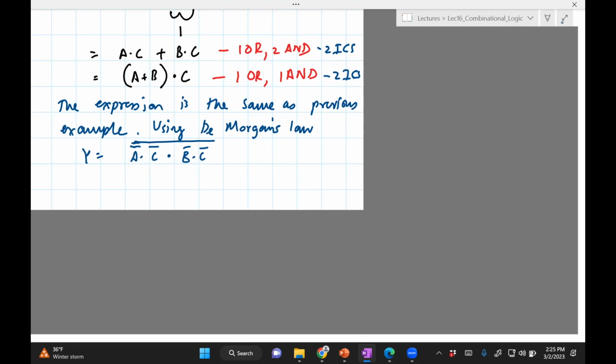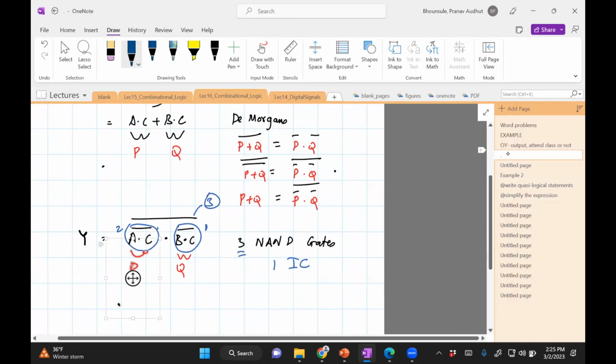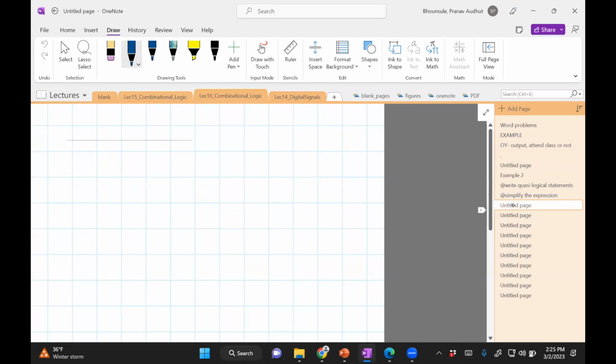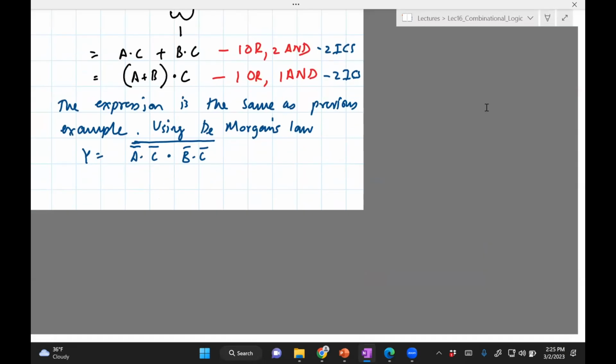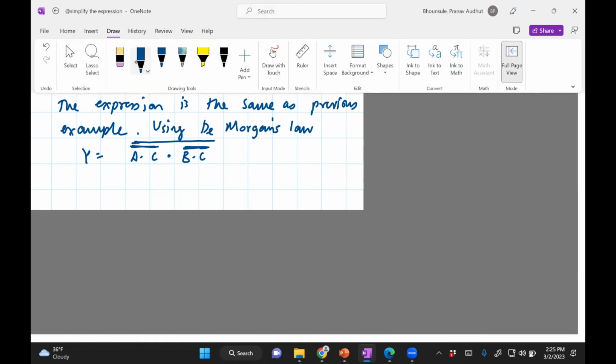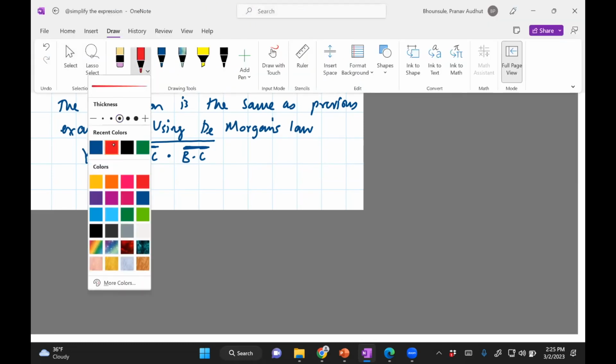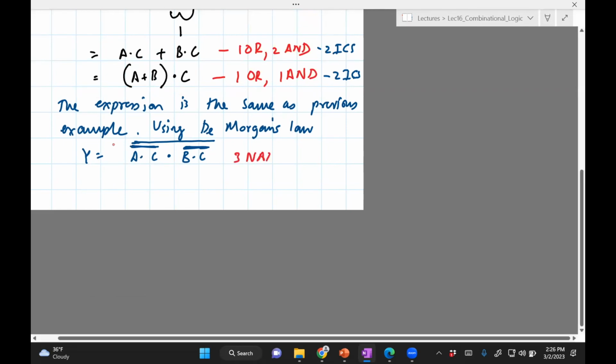Wait, maybe I got this wrong. Hold on, this doesn't look right. Oh, okay. Yeah, so A.C. The way I wrote it is incorrect. If it is written this way, remember you need a NOT gate to first invert A and B, but you don't require that. So that's not the right expression, it's this. This is actually AND, NAND, right? So three NANDs, which means you need 1 IC.